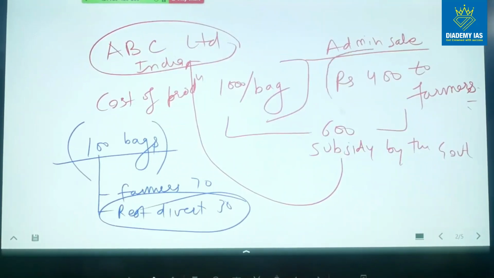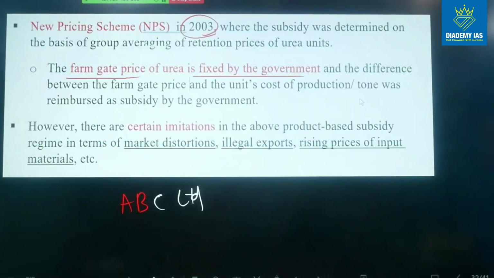this 400 rupees is the farm gate price. So this is fixed by the government, and the difference between the farm gate price and the unit's cost of production, that is 1000 rupees, is reimbursed as the subsidy, that is 600 rupees. So this 600 rupees is given as the subsidy. However, there are certain limitations, which include market distortion, that is diversion of fertilizer to non-agriculture purposes and illegal export. So even this diversion included export to other countries, and rising prices of input material, which is increasing the cost of production.